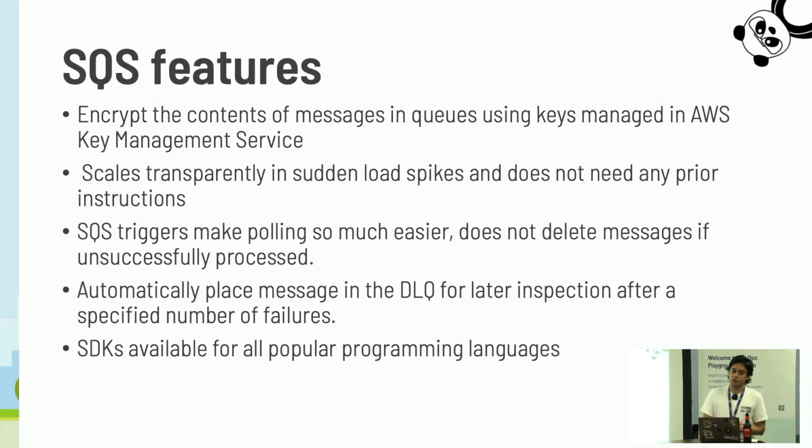So some of the features that SQS offers are that you can encrypt the messages in your queues using AWS Key Management Service. So if it's sensitive data that you're sending across your service, you can encrypt it. So just in case someone has access, they can't get access to this sensitive data. It could be people's personal data. So we have that option.